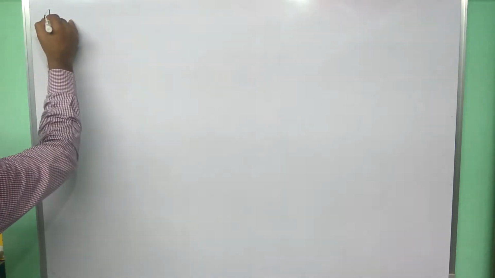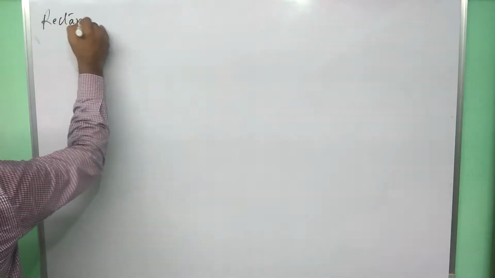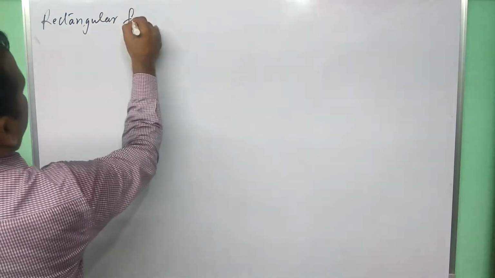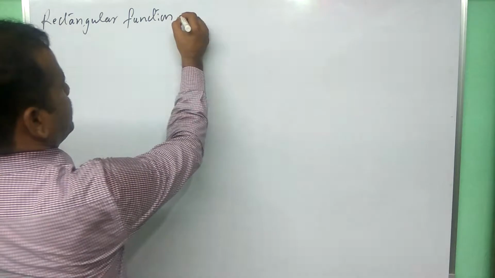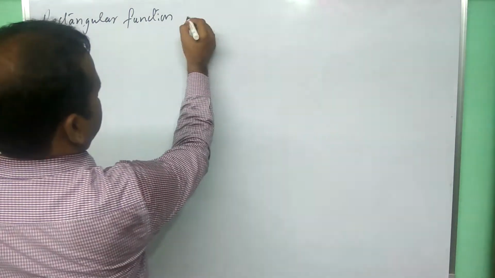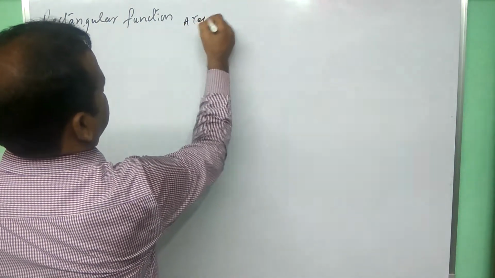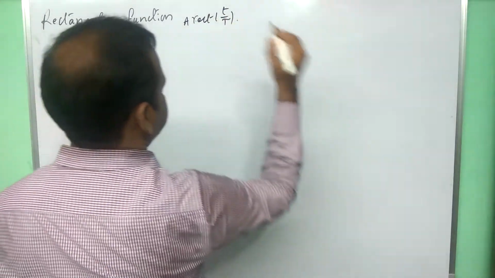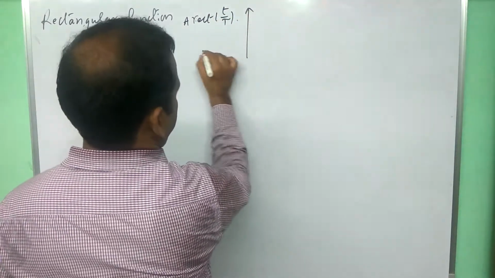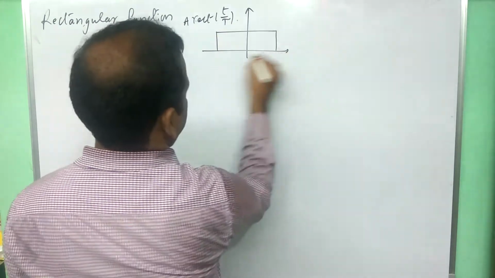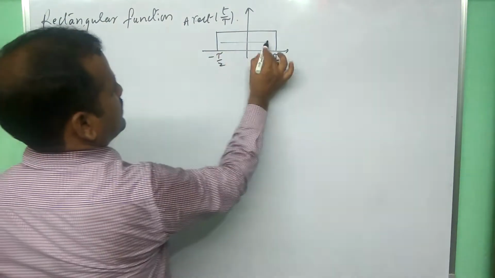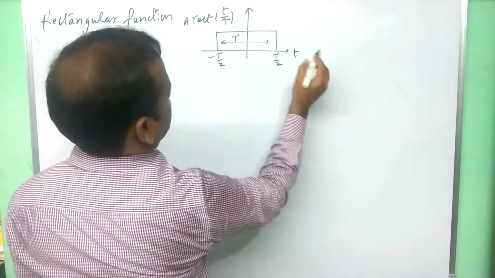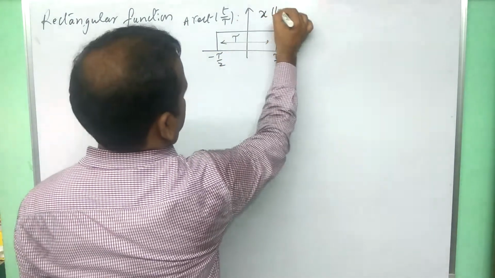So for that, let us find the rectangular function's Fourier transform in terms of X of omega. Here the rectangular function is represented as rect of t by tau. This is the plot, from minus tau by 2 to plus tau by 2. Tau is the width of the pulse. So this is the signal x of t.